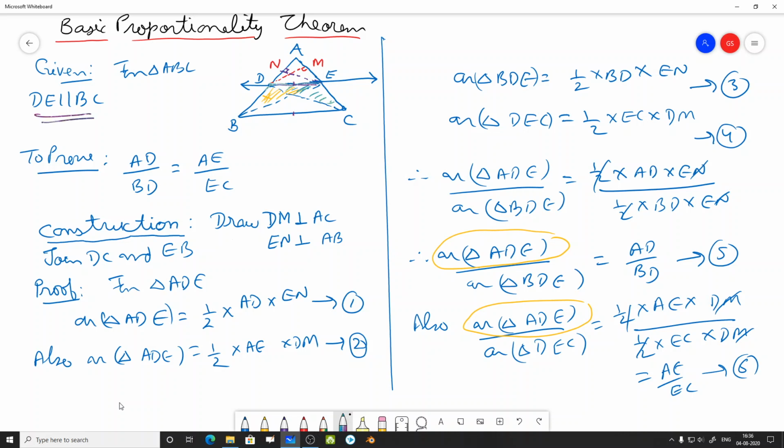That means the area of triangle BDE is equal to the area of triangle DEC. Why? Because they lie on the same base and also between the same parallel lines. So whenever two triangles lie on the same base and between the same parallel lines, their areas are equal. So we'll take the help of this very concept.